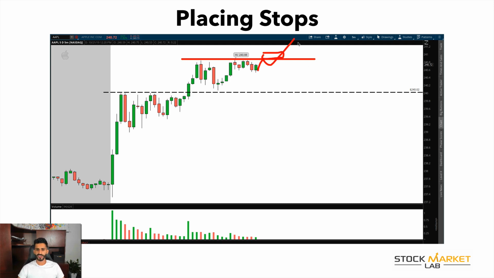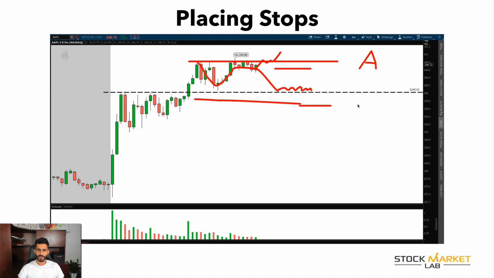But what if this continuously goes up? A trade could be either A, the stock breaks this level, I put my stop, and I take the trade from there. B would be I wait for the stock to get back to 240, I see how it reacts around 240, I give myself some space, and I put my stop loss over there, right? But I wouldn't look to short this because of the direction of the stock.